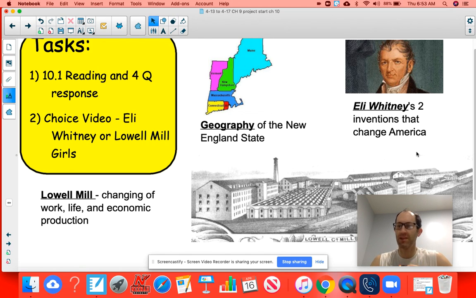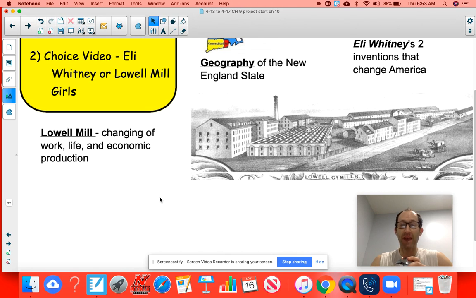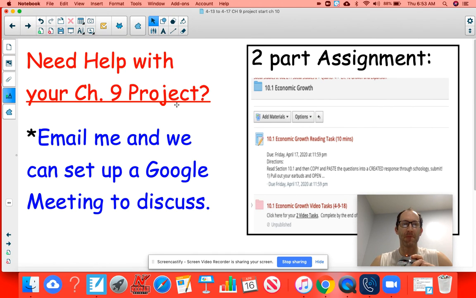Eli Whitney. This guy had 2 key inventions that would increase production in America. What were they? Lowell Mill. The first factory life began in the early 1800s right here. And if I'm remembering correctly, it was in Massachusetts. See and listen to how that changed things for women specifically.